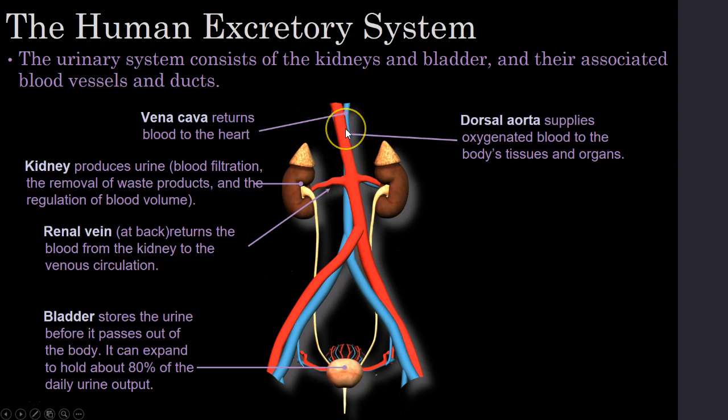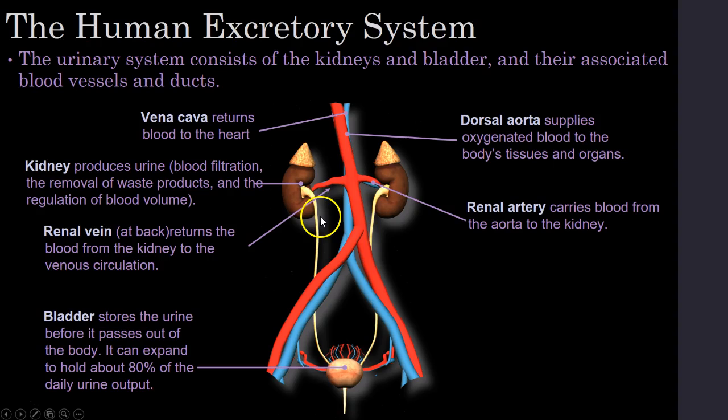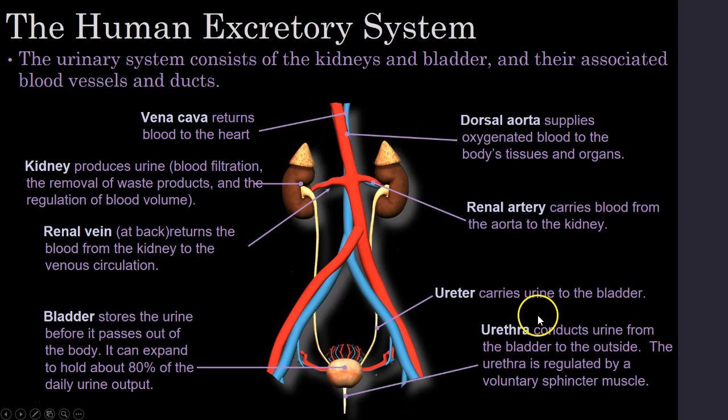So this is where the blood, after it's picked up its waste products, is then filtered into the kidney. We've got the renal artery that again carries blood from the aorta to the kidney for filtration. And we've got the ureter that carries urine to the bladder after it's been filtered. And the urethra, which moves waste products from the bladder out, which is where the urine is expelled.